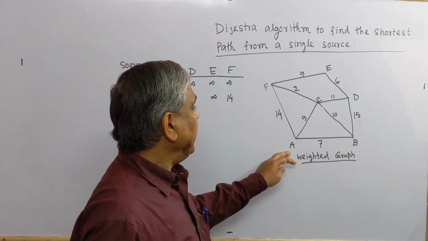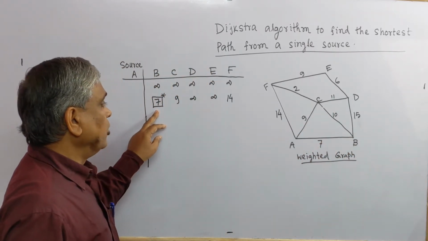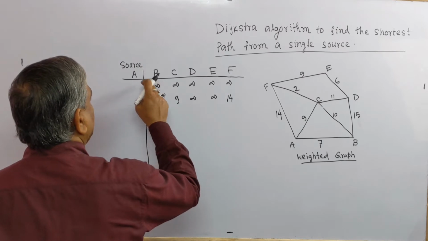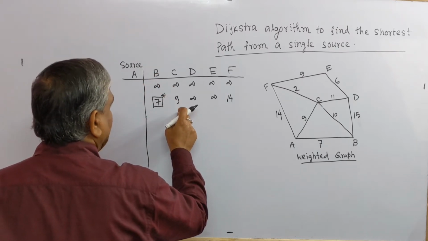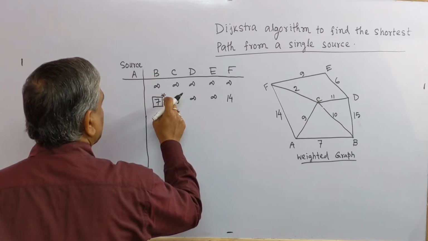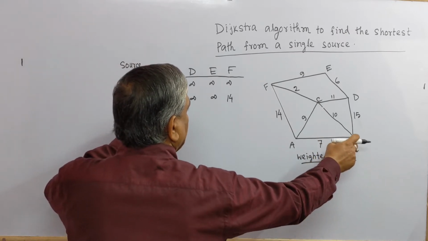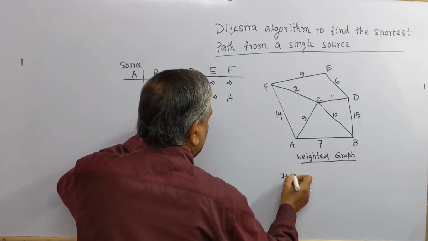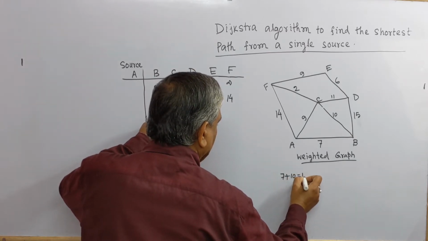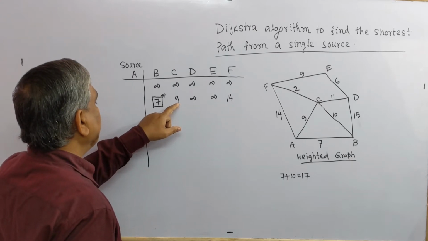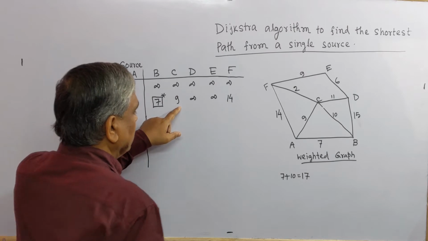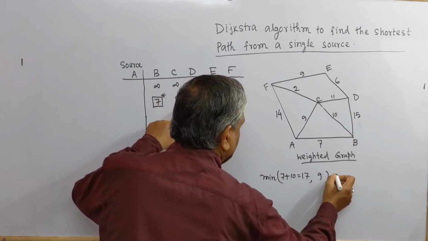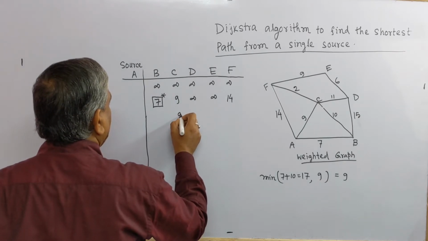As distance from A to B is 7, here 7. For C, we write the distance from A to B and then C. From A to B the distance is 7, so we add 7 with distance 10, and 7 plus 10 equal to 17, and previously it was 9, the distance from A to C. So we take minimum of these two numbers, and that is 9. So here we write 9.